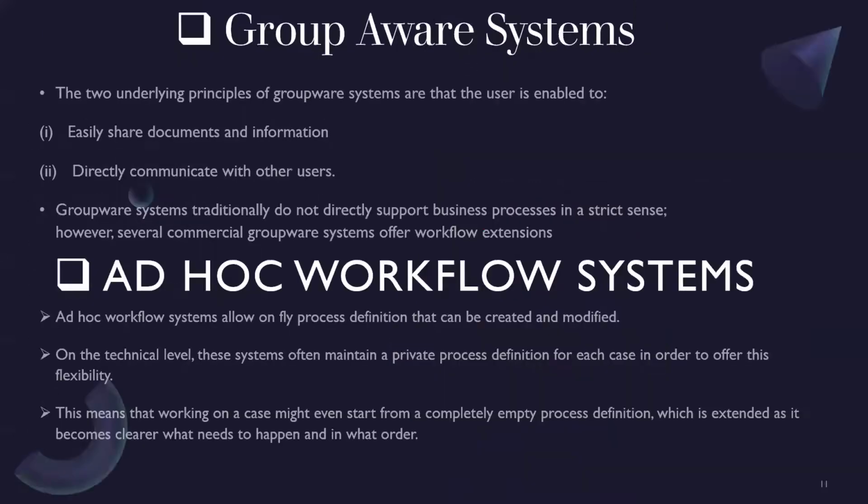The first one is groupware systems. To understand groupware systems, there are two underlying principles: first is to easily share documents and information, and another is to directly communicate with the users. So in groupware systems, one of the advantages is that you can easily share the information and the documentation, and through which you are directly able to communicate with the users. The best known example for a groupware system is IBM Notes.